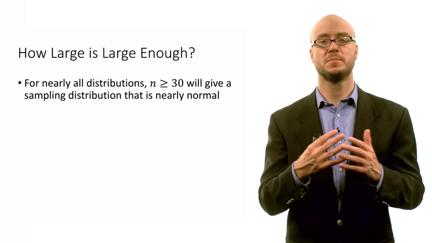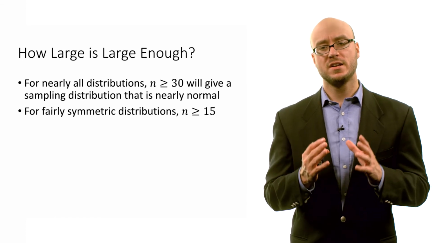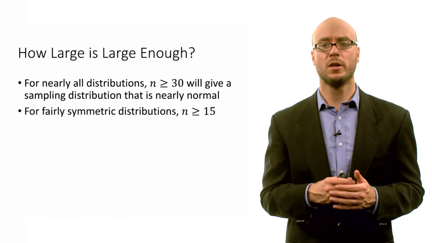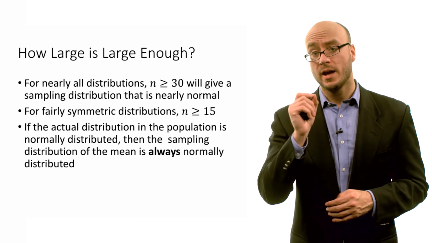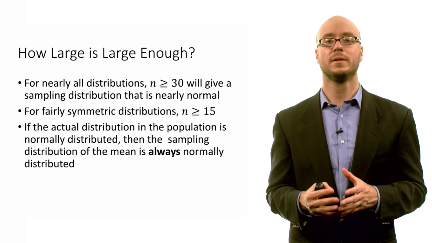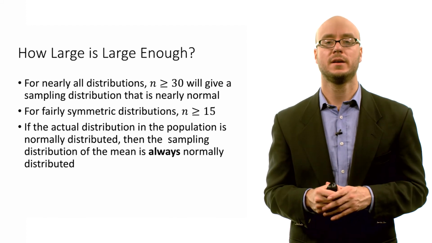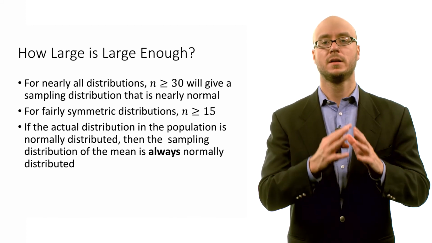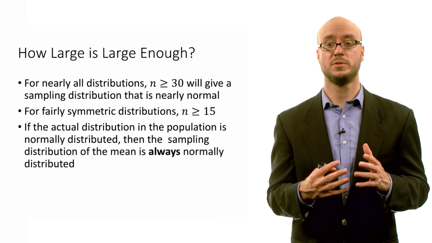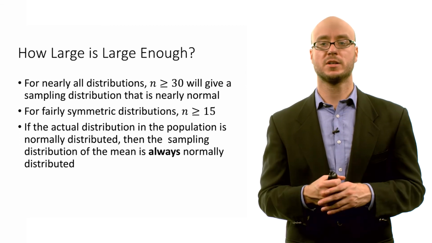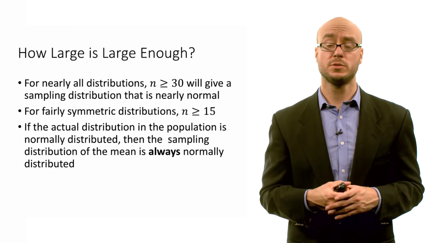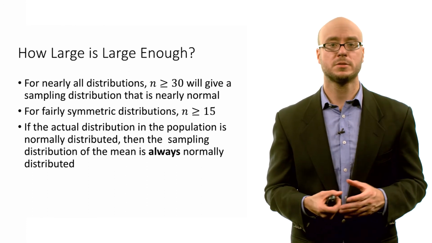It's mound-shaped, symmetric. If the distribution of the population is really quite symmetric, then you can get away with a smaller sample size, say around 15. And in fact, if the actual distribution of the population is normally distributed, for example, if you divide height by gender, among men, the distribution in a population for height is usually normal. Right? It's a normal distribution. Among women, it's approximately normal as well. So if you just look at height within genders, the distribution of the population is pretty close to normal.